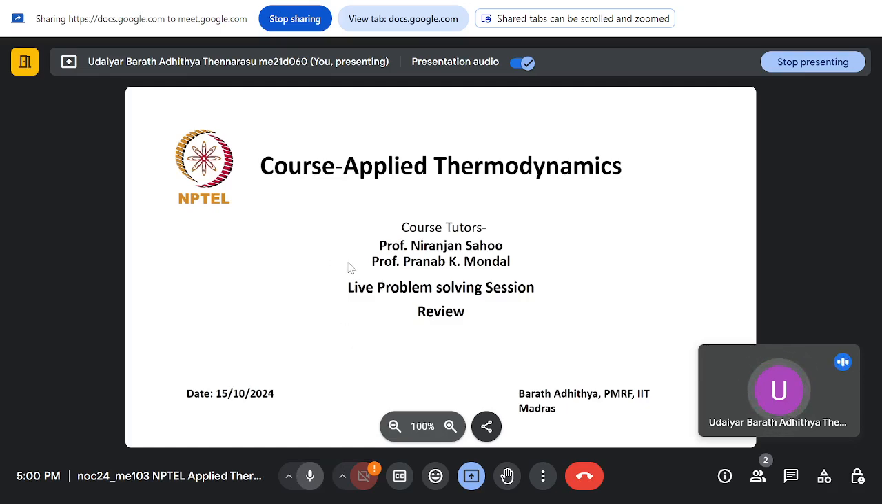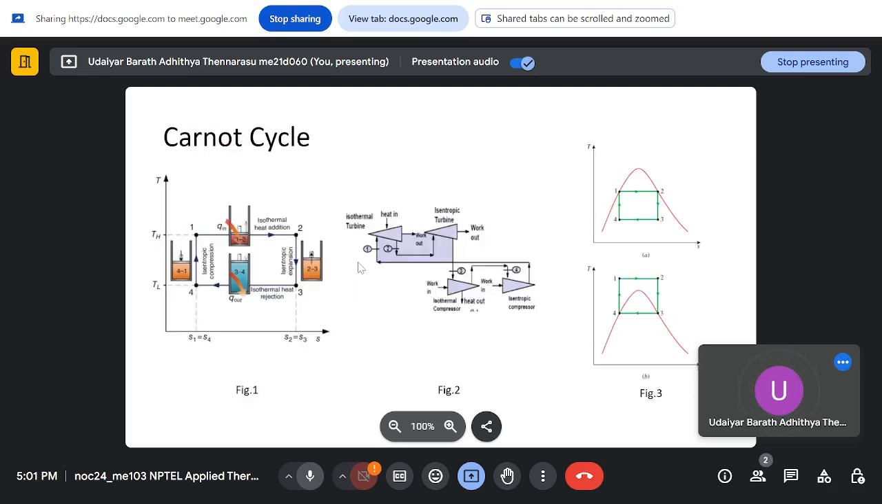So starting with, the first week was basically a recap on thermodynamics, application. So your entropy and exergy, how to apply an exergy balance, and how to do problems on those. So with that, the next, we started with cycles. The first one was the Carnot cycle.